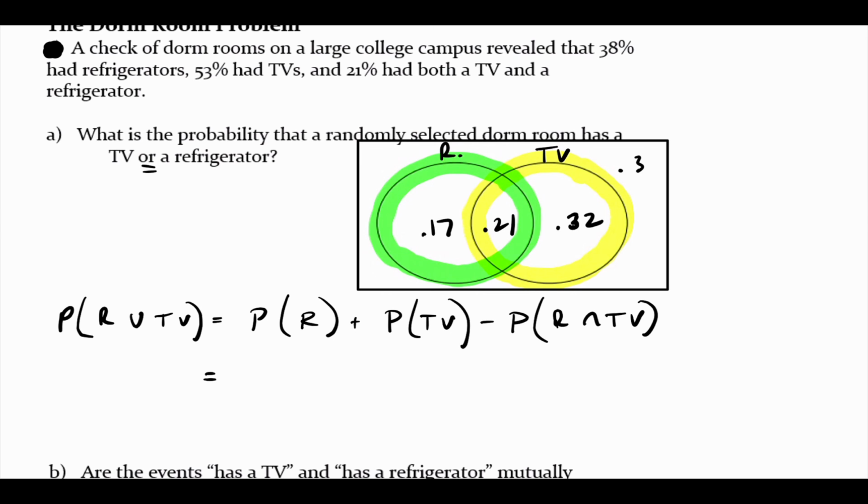Refrigerator is the green circle. Everything in the green circle is a refrigerator. So that's 0.38. Everything in the yellow is TV. So that's 0.53. The overlap is both refrigerator and a TV. There's 21% of people. So you add those up, you get 0.70.